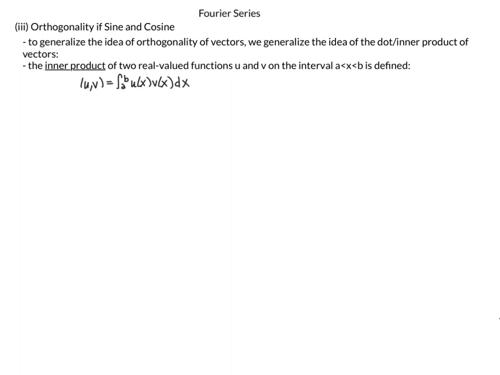The last property we will look at is orthogonality of sine and cosine. To generalize the idea of orthogonality of vectors to orthogonality of functions, we're going to start by generalizing the idea of the dot or inner product of vectors to an inner product of functions. So the inner product of two real-valued functions u and v on the interval will be defined as the integral from a to b of u of x, v of x dx.